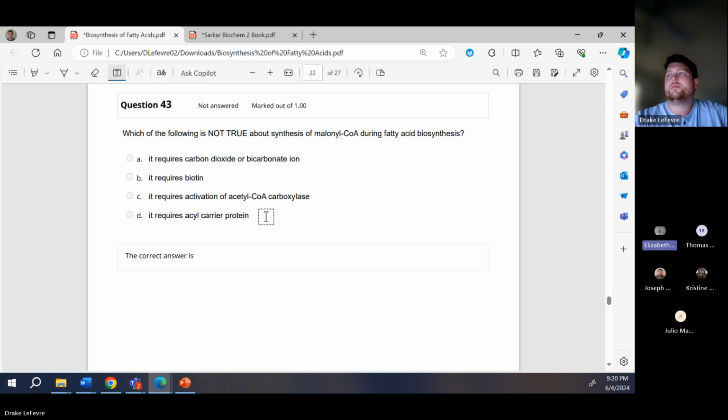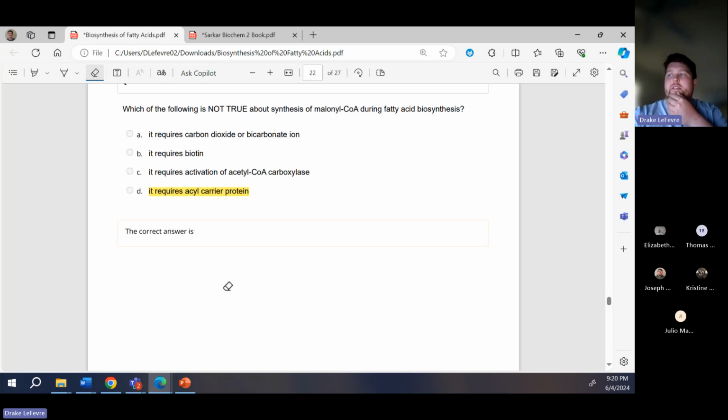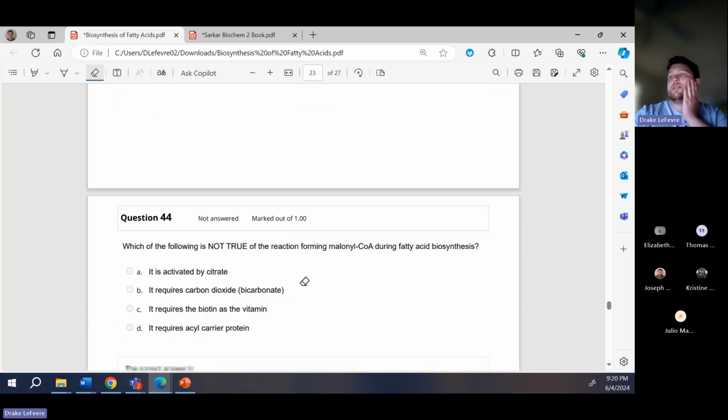D. What'd you say? D. Good, D. Because we do need the biotin. This is one of the very first steps. Because remember, acyl carrier protein is further down in the process.